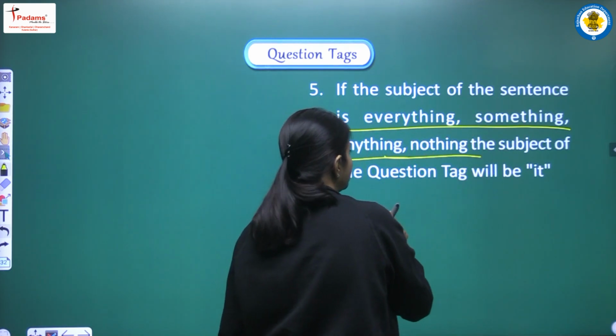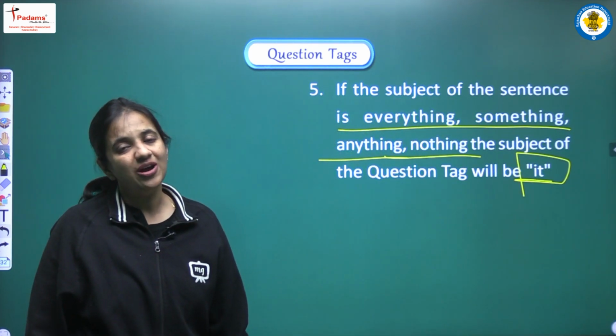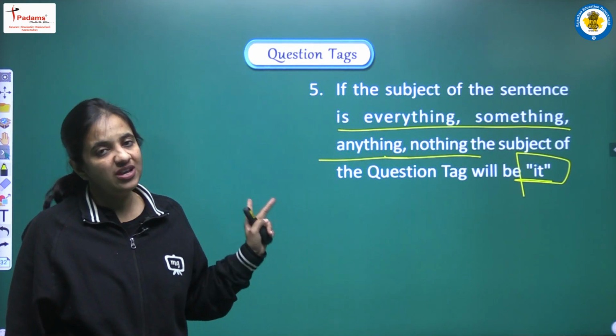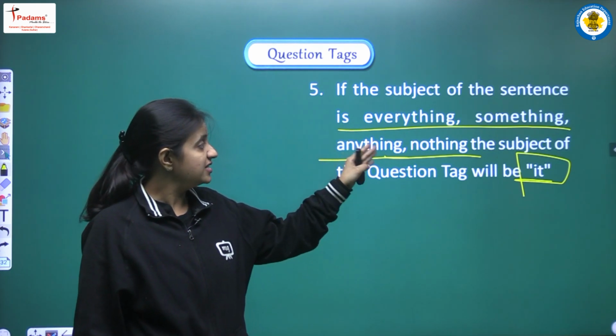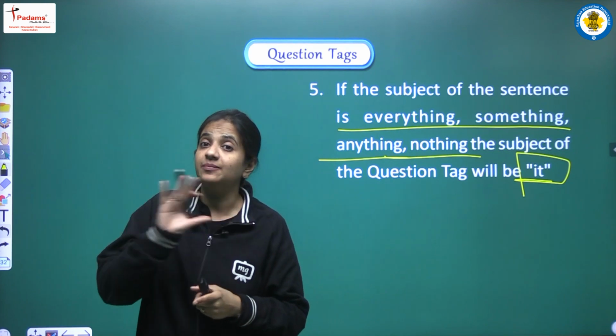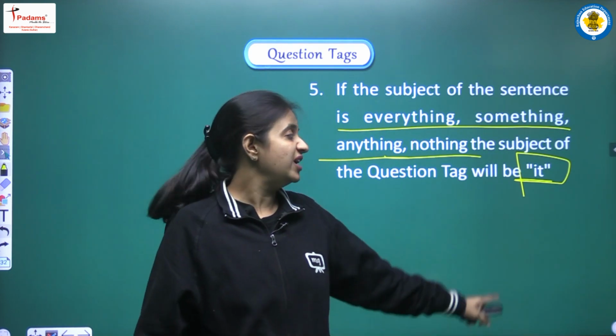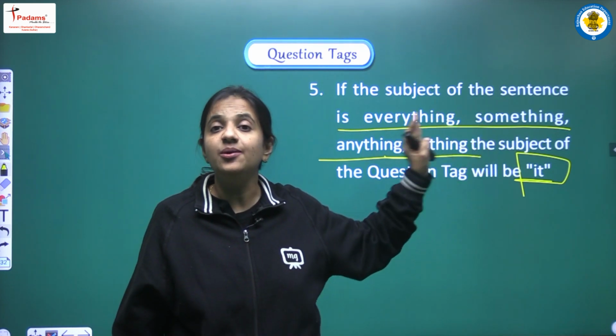Next, another rule we are having here, if the subject of the sentence is everything, something, anything, nothing, then the subject of the question tag will be it. So now according to this rule, if we are having these words like everything, something, anything or nothing as the subject of the sentence, then while making the question tag we have to use it as a pronoun.